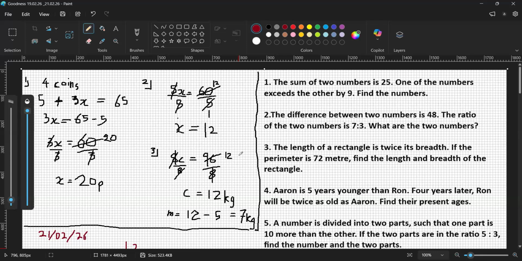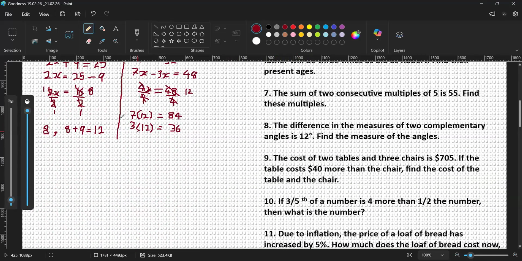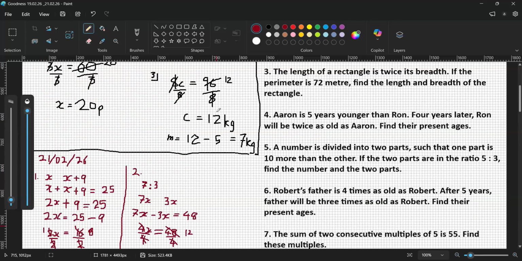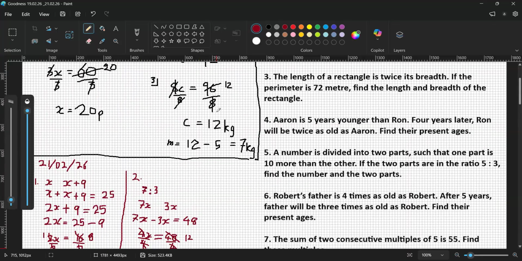This one has to do with shape. The length of a rectangle is twice its breadth. If the perimeter is 72 meters, find the length and the breadth of the rectangle. So how are we going to solve that? Can I see the number three question? Okay, you want to see the question again? Yes. Okay, I'll scroll back up. Can you see it now? Yes, sir. Number three.